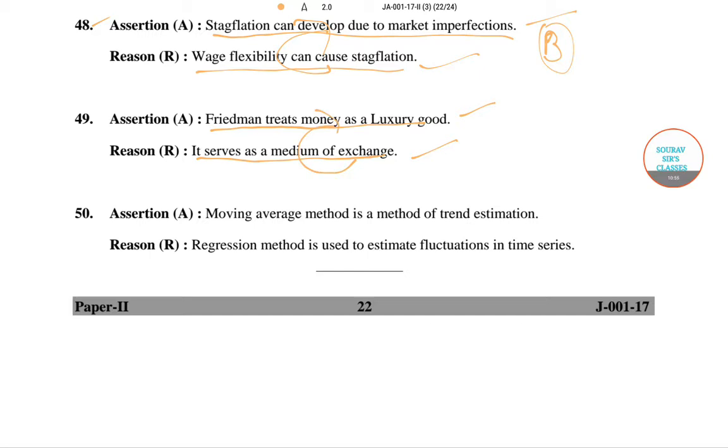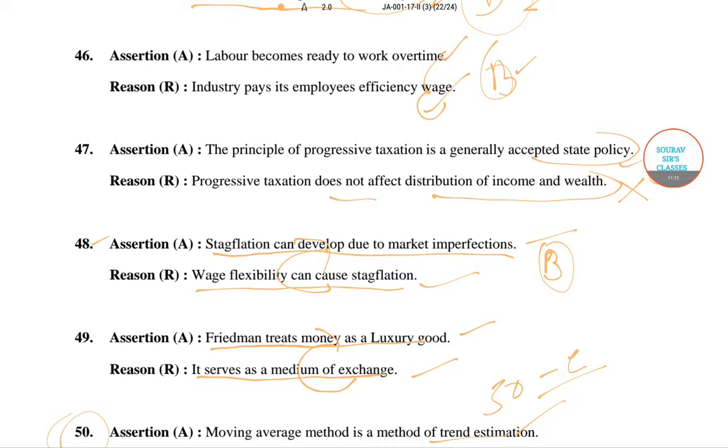Now we have come to the last question of this session, that is, moving average method is a method for trend estimation. This is right, and regression method is used to estimate fluctuation in time series. This is wrong. So for question number 50, the right answer would be option C. In today's video we solved 6 questions, so we are done with this session. In today's session we solved paper 2 from the UGC NET 2017 paper. We solved all the questions from question number 1 to 50.